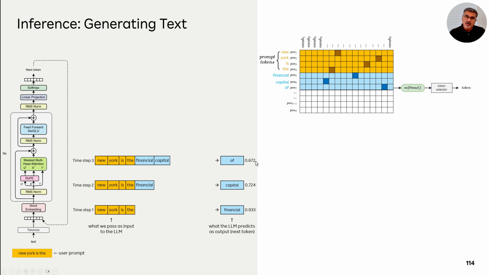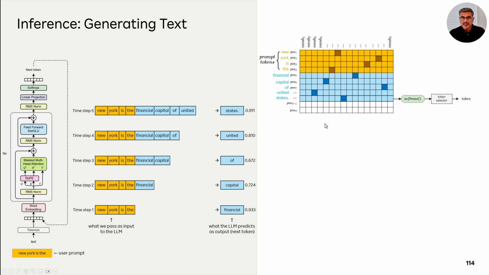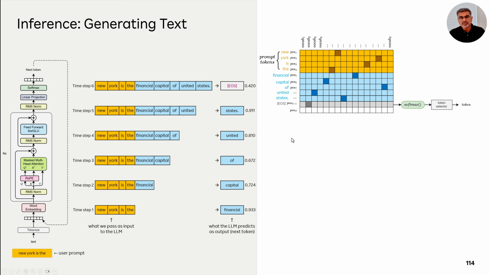Now the next time step you add "off" into the input and then it predicts "United" with a probability of 0.81, and then you add "United" back into the input, then it predicts "States" with a probability of 0.911, and then you add "States" back into the input at time step 6, it produces EOS, or end of sequence, which means you're done with the prediction. So the sentence is complete now.